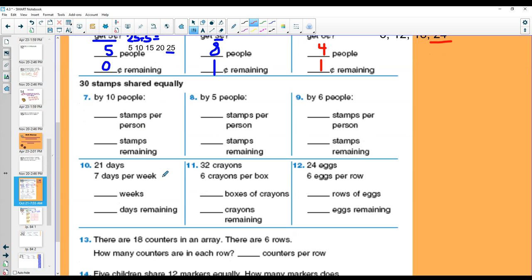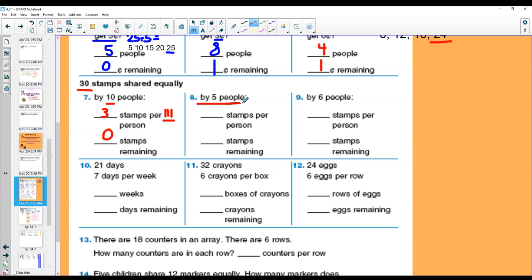Third graders, do you see how to do this? Now we're doing 30 divided by 10. How many times do you have to count by 10 to get to 30? Let's do it. Ready? I'm just going to tally here. 10, 20, 30. 3 times. I got to 30, so that means I have 0 left over.